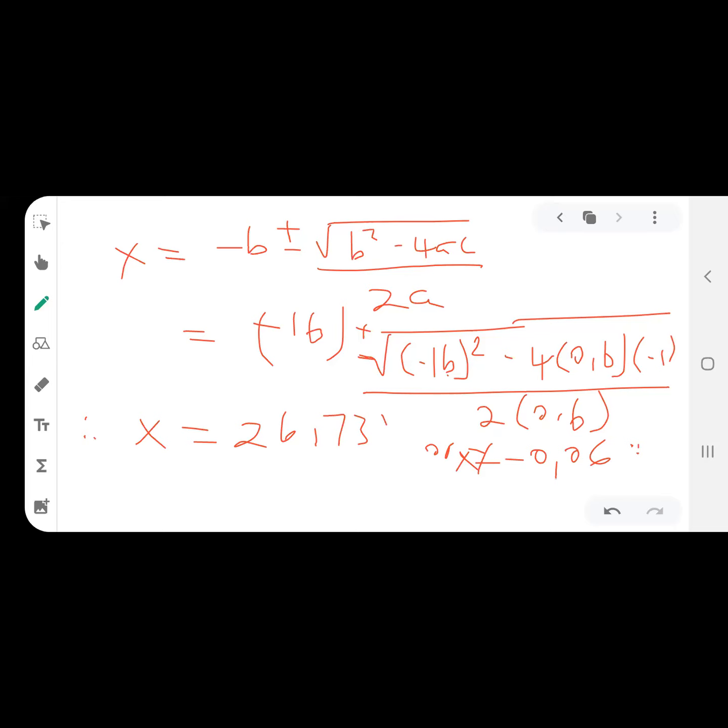So you conclude, therefore, TPP reaches its maximum when the value of x is approximately 27 units of input. The word approximately is very important here because 26.73 is not 27, but we have rounded it off to the next whole number. That is why we are approximating it. Do you get it? Yes. Okay. Yes. Thank you.